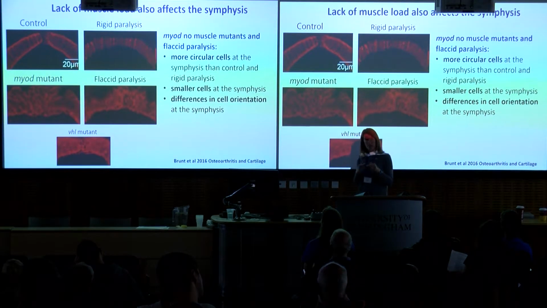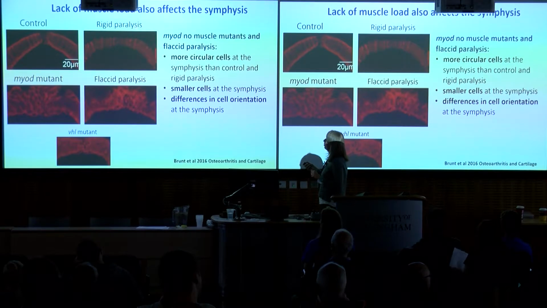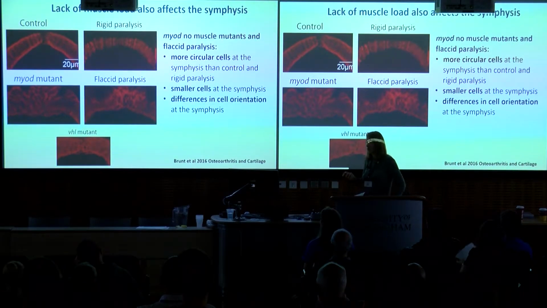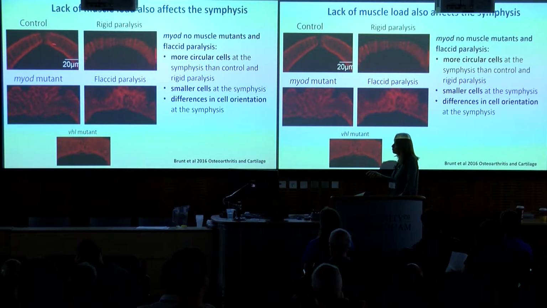Also, we looked at the symphysis, and that's also messed up by the lack of mechanical loads. What we find in our mutants with no muscles and the ones which have been Botoxed, so their muscles are flaccid, is that the cells at the symphysis are more circular, they're smaller, and they're orientated differently too. You can see here the difference in shape and formation of the symphysis compared to what we see in the control.